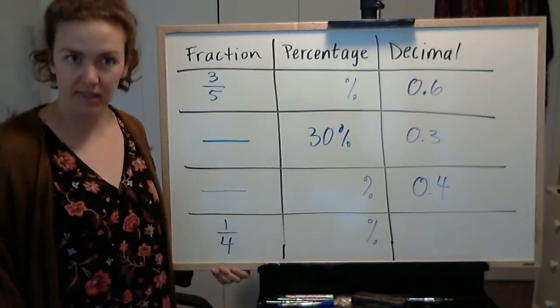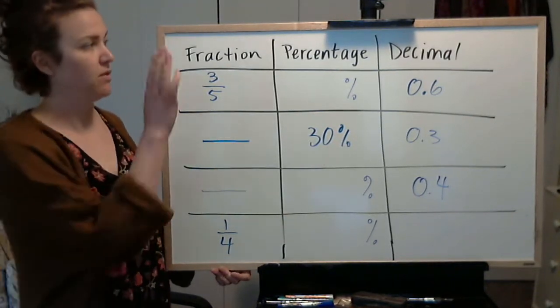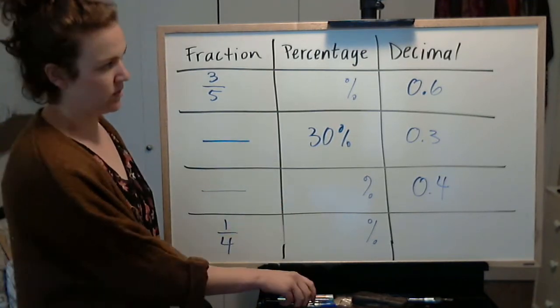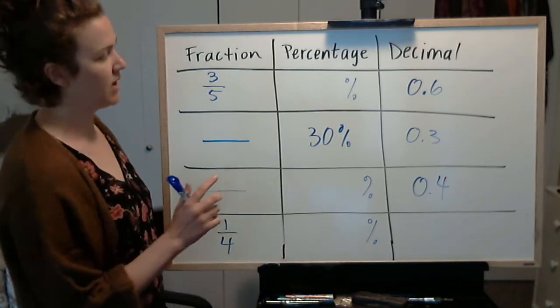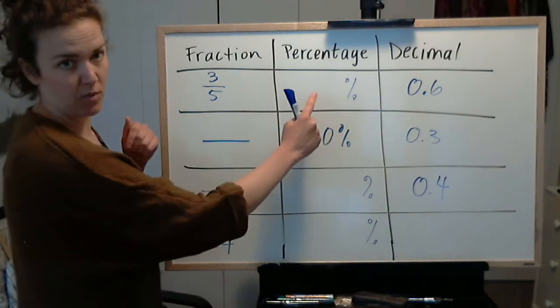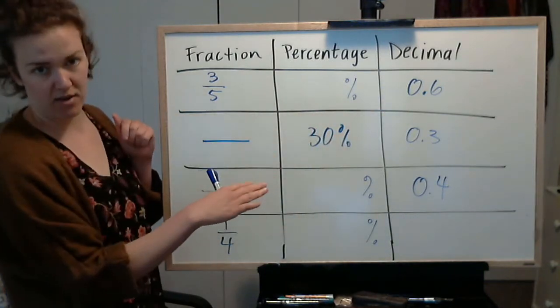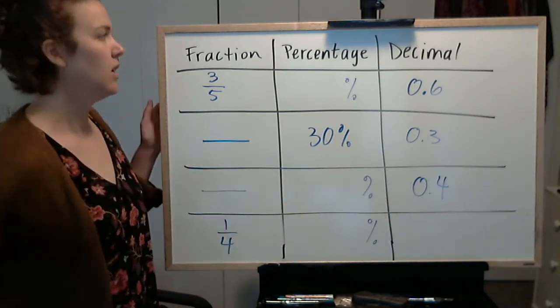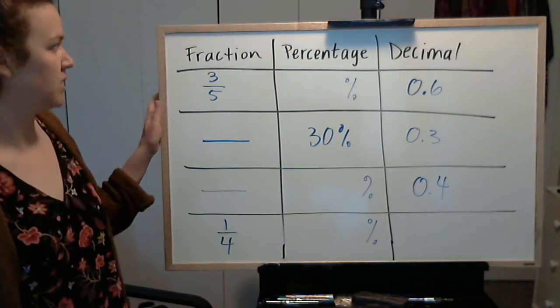Alright, this activity gets you to convert between fractions, percentages, and decimals. In Mathletics, it starts out by giving you 2 and then you have to fill in 1. And then as it gets harder, you're given 1 and you fill in the other 2. So at first you can kind of have a choice.